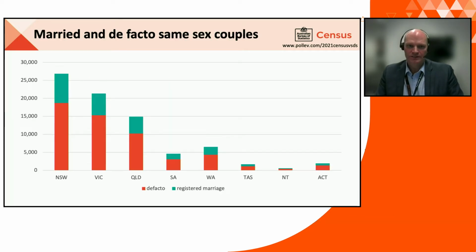We do collect information on same-sex couples in the census, but note that it's where those couples are living together and filling out the census on the same form. So there were 21,331 same-sex couples in Victoria, and it represents 27% of all same-sex couples in Australia. So slightly above the state's proportion of the population, as I said earlier, which was about 25.6%.